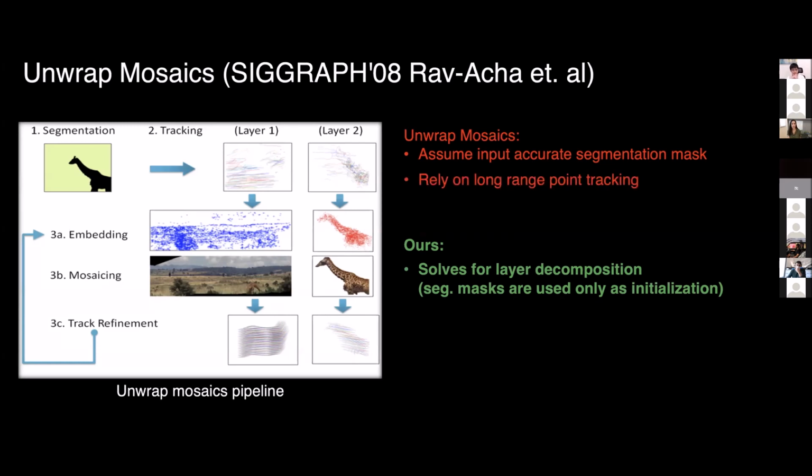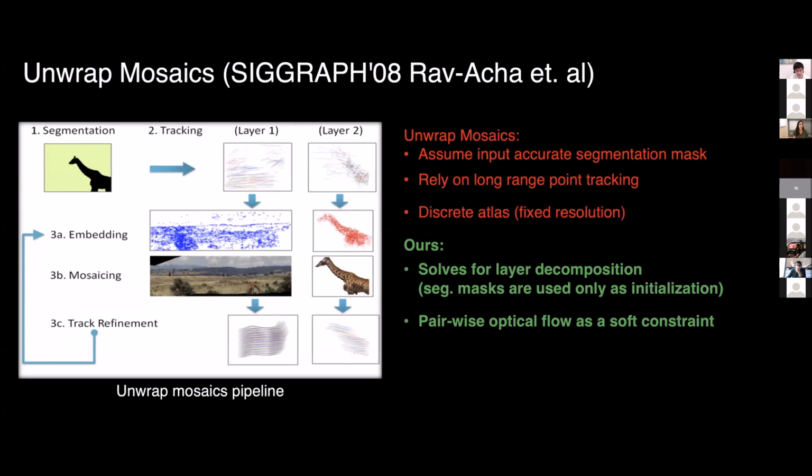Another problem with the unwrap mosaic is that it relies on very long point tracking in the video, which is super challenging. In our case, we only use pairwise optical flow and only as a soft constraint. Finally, they have a discrete atlas. They have to set the resolution in advance, and we leverage continuous atlases via coordinate-based MLPs.